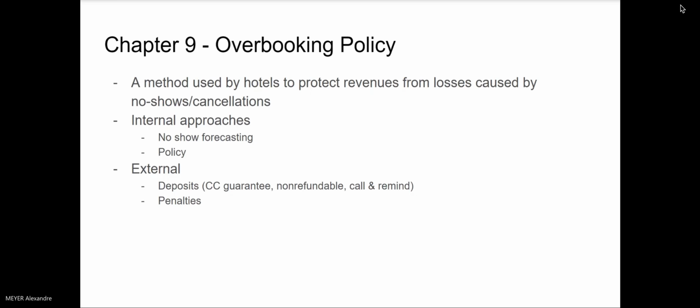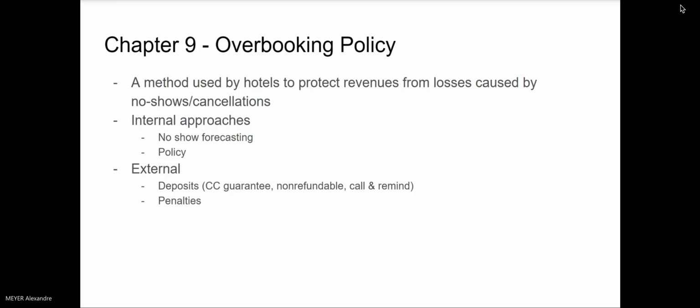So, internal approaches to this policy. Well, you have no-show forecasting, right? You can look at how many people on average are predicted to not show, and that can help you determine how many rooms you want to overbook. You can also look at the overbooking policy itself. So these are internal approaches within the organization to address this.